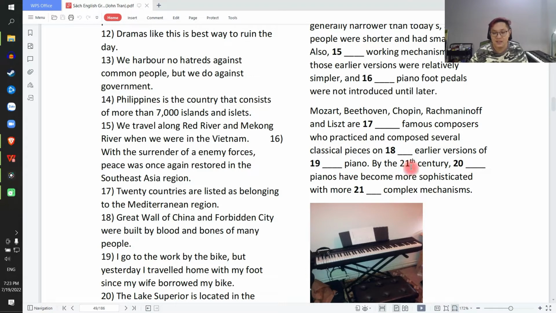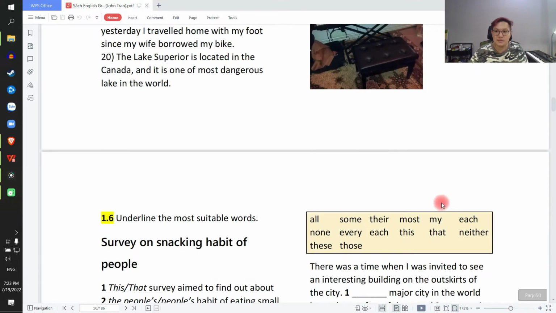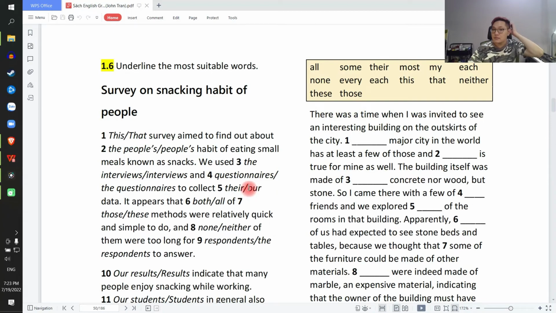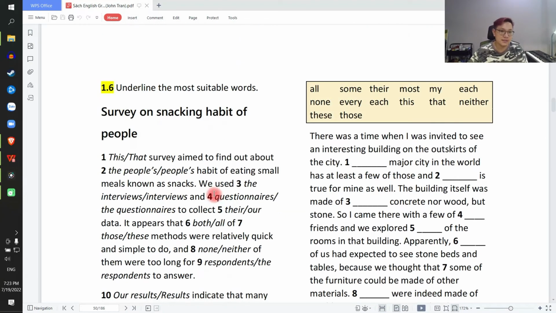By the 21st century, pianos have become more sophisticated, chứ không phải là sophisticated, with more complex mechanism. Đọc cho kỹ nha các bạn. Try to read carefully. And then you have 1.6.